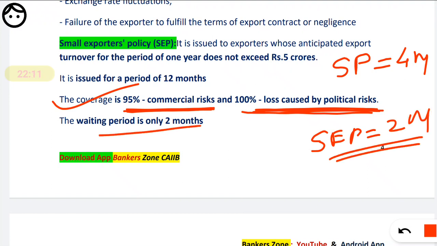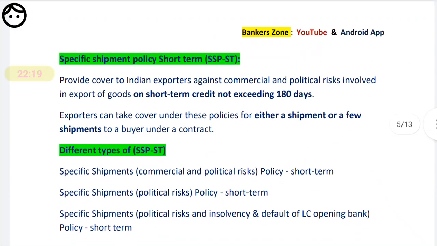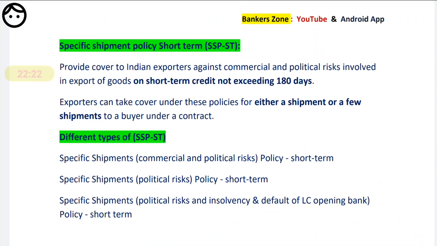Okay, the waiting is only 2 months. In this way, comparatively, you can easily remember. Now the next we will discuss the shipment, that is, the specific shipment policy. It is also a short term policy. What is the specific shipment policy?